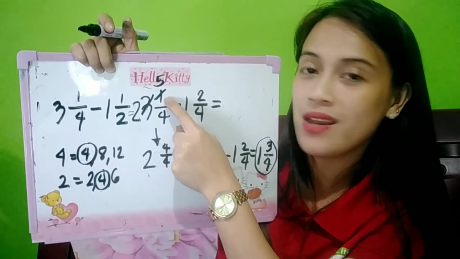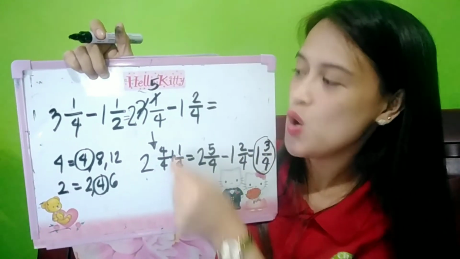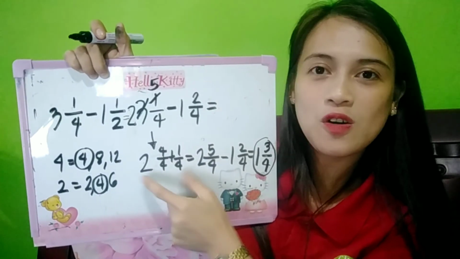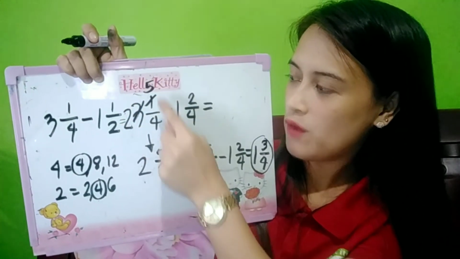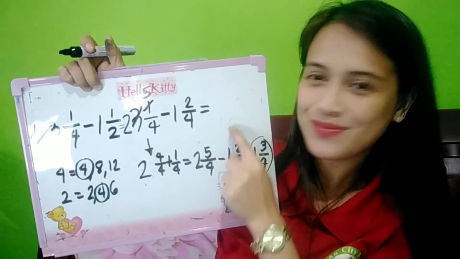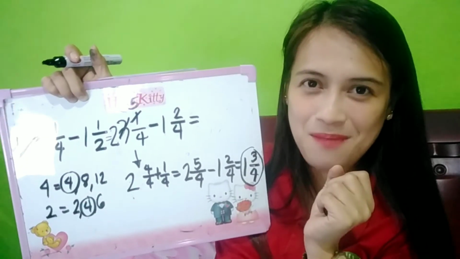Dili 1 plus 1 ha. Nasabtan nato nga 4 ang atong gi-add. So, gamit ani nga process, okay? So, see, dali lang siya. 2 and 5 over 4. Equal siya ani. Okay? So, let's have another example.